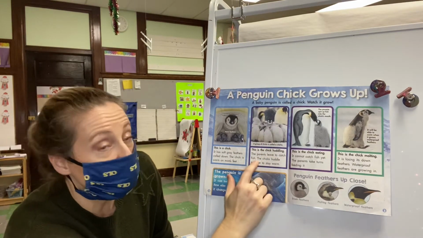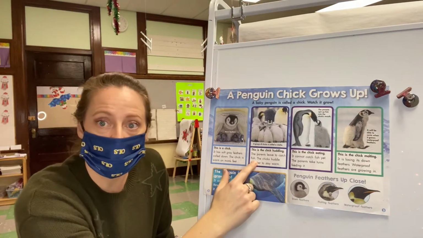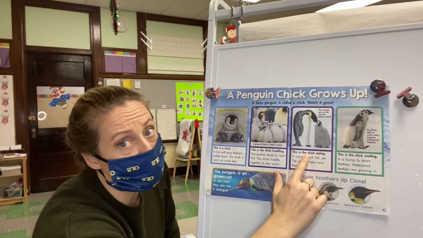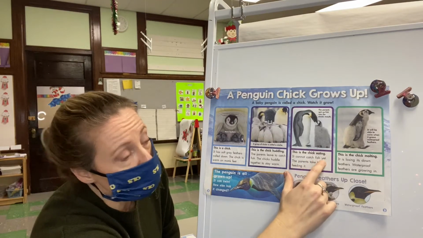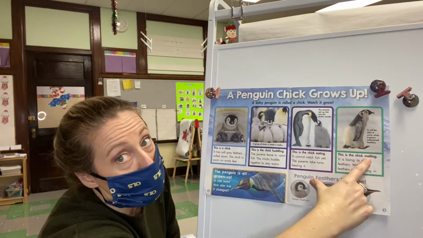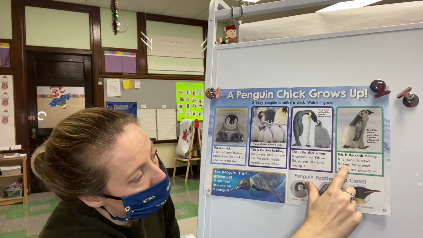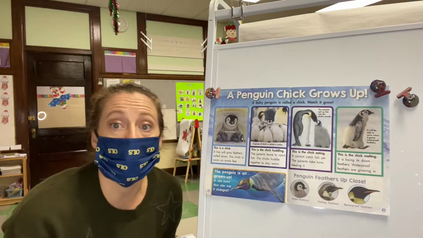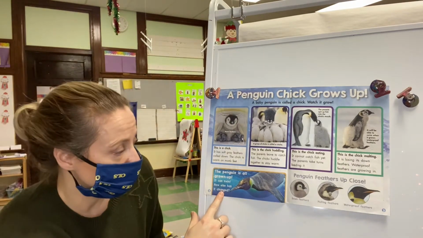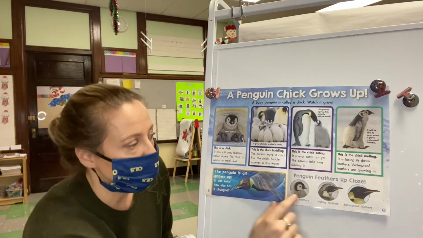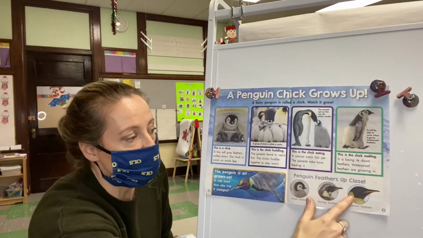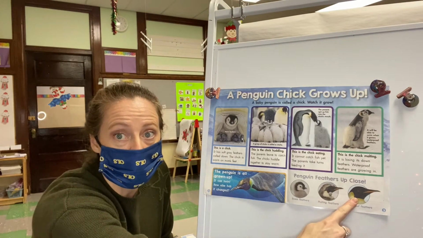The parents leave to catch fish. Penguins eat fish. The chicks huddle together to stay warm. This is the chick eating. It cannot catch fish yet. The parents take turns feeding it. This is the chick molting. It is losing its down feathers. Waterproof feathers are growing in. The penguin is all grown up. It can swim. Here are the down feathers. Then it's losing its feathers, and now it gets its smooth, waterproof feathers.